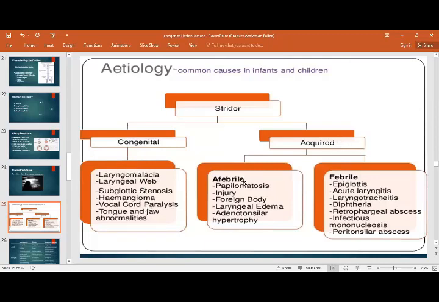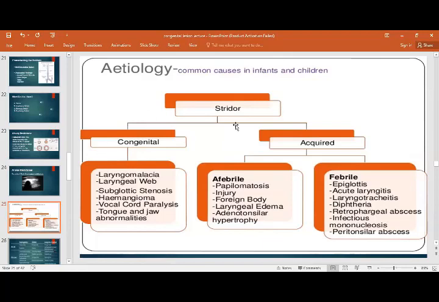You need to differentiate whether it is afebrile or febrile. These febrile conditions occur in the case of inflammatory conditions like epiglottitis, acute laryngitis, laryngotracheobronchitis, while the afebrile, like the patient presentation, in a child, one of the most common is a bronchial foreign body, papillomatosis. This is basically due to subglottic stenosis, sometimes injury, any laryngeal edema, adenotonsillar hypertrophy. The condition in the patient presentation is in the case of stridor.